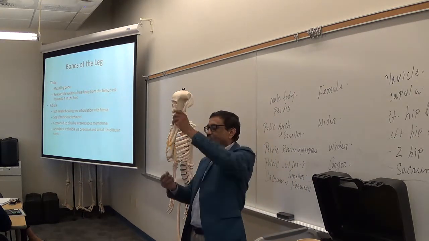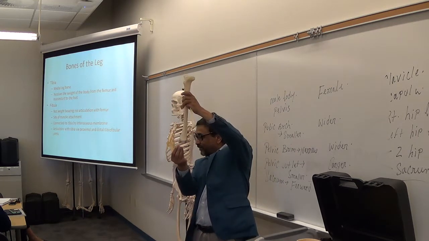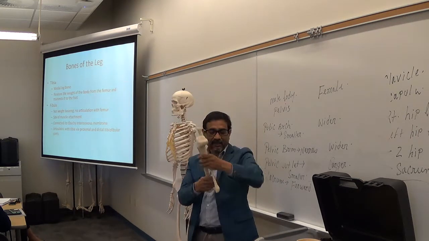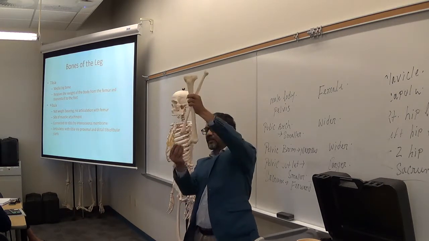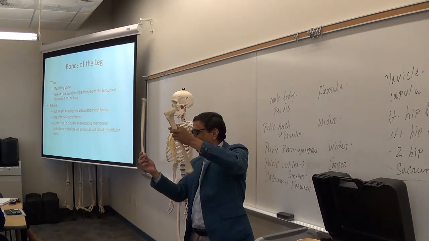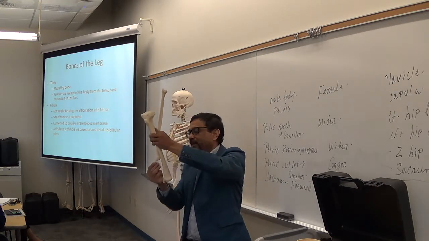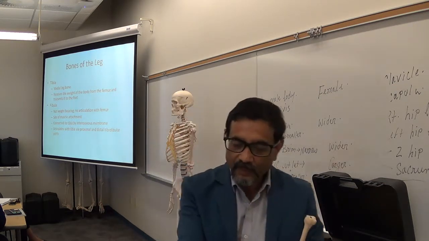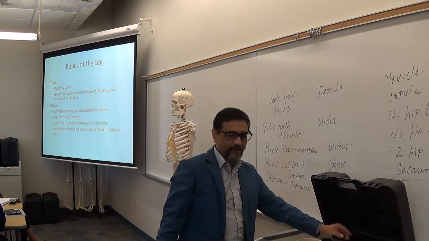Okay. At the lower end, you have an extended part that is called what? Malleolus. So this is the medial malleolus because this is the medial bone, and this is what? Lateral malleolus. Fibula. So the fibula has a head, a lower end, and a malleolus. Okay. So that's the leg bones.